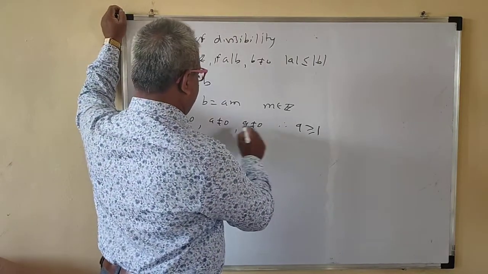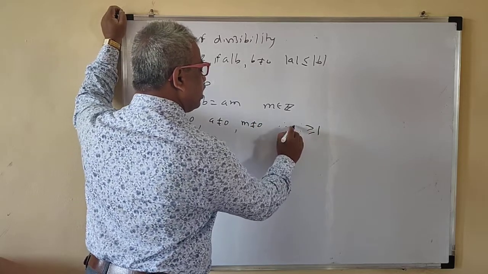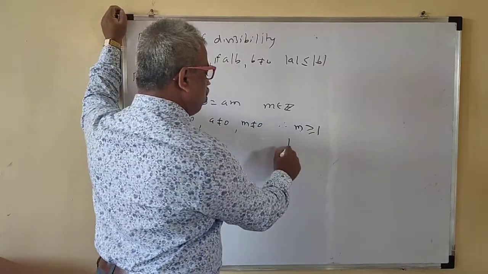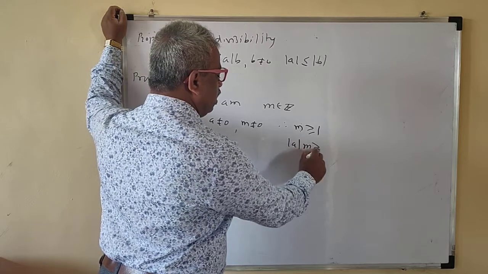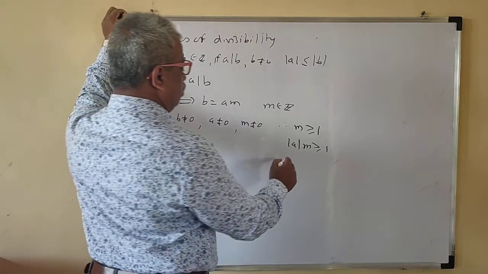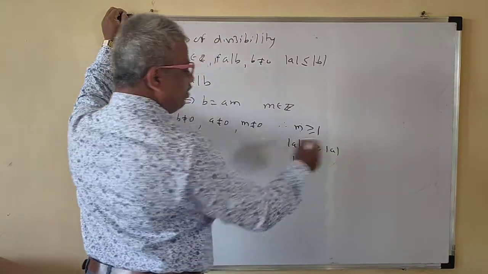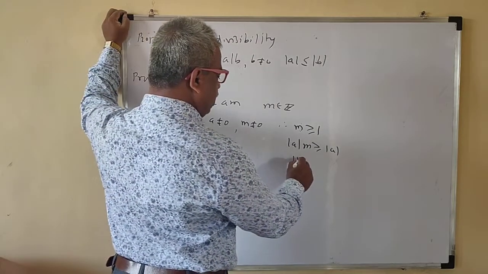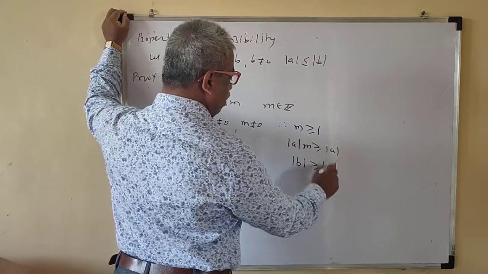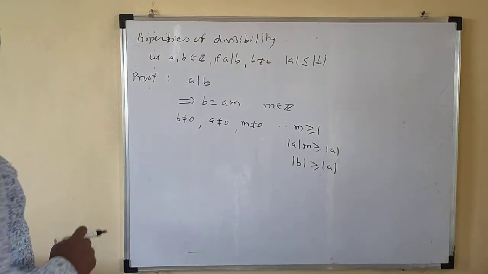We'll multiply. This is M, instead of this. This is M, right? M is greater than or equal to 1. We will multiply by mod A now. Mod A times M is greater than or equal to mod A. So mod A into M is nothing but mod B. We have multiplied by mod A. So mod of B is greater than or equal to mod of A. Okay, so this is proved.